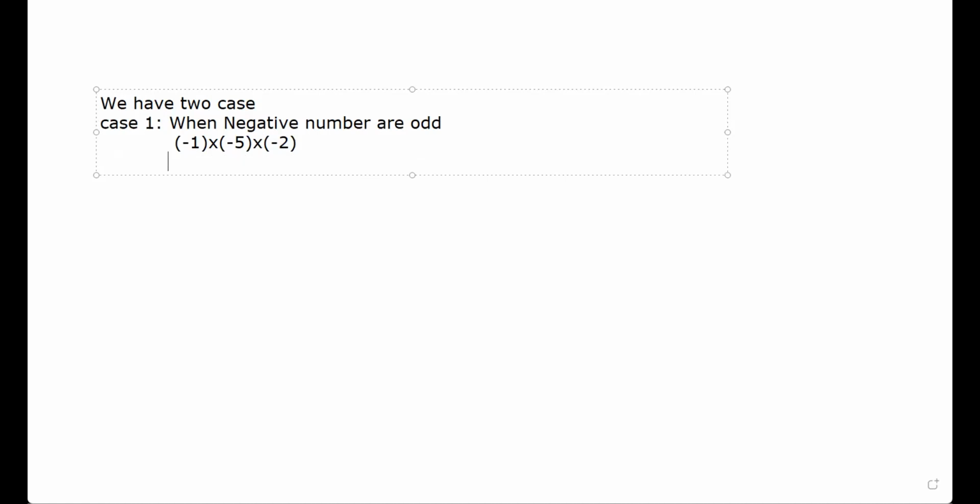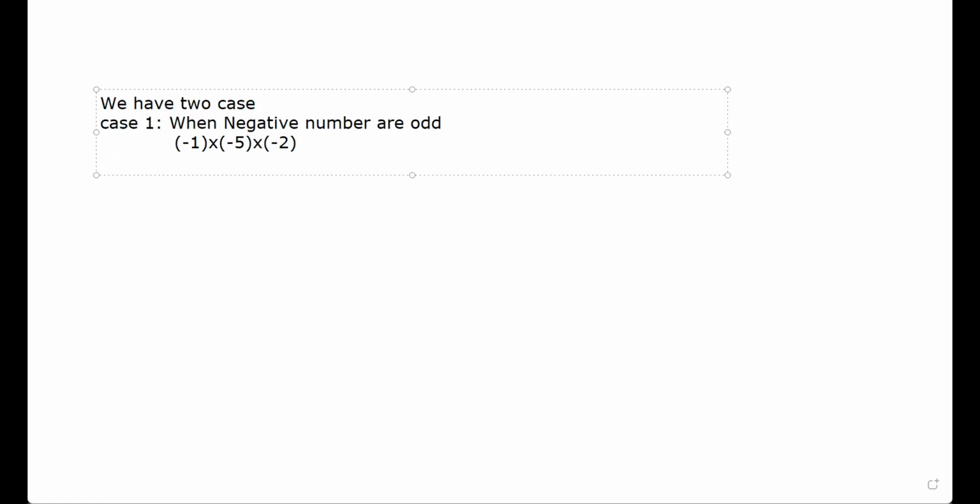Case one is when the negative numbers are odd in count. That means suppose there are 3 negative numbers. I'll just take an example: -1, -5, -2. Suppose there are 3 negative numbers. So how many negative numbers are there? Total 3, and 3 is an odd number.